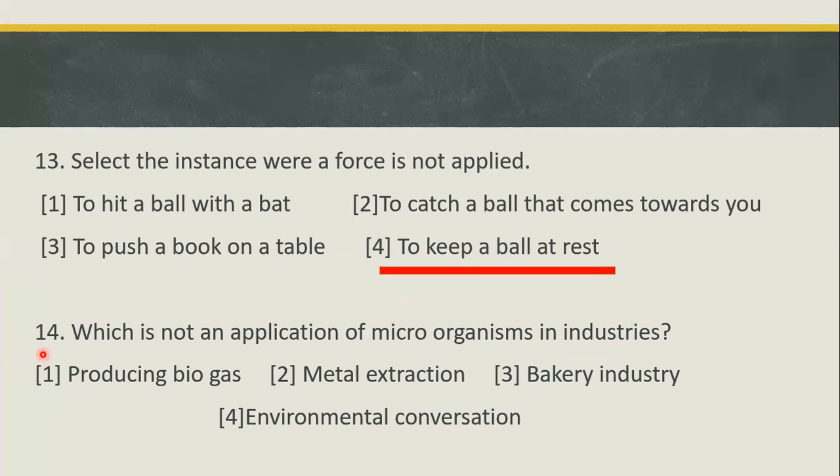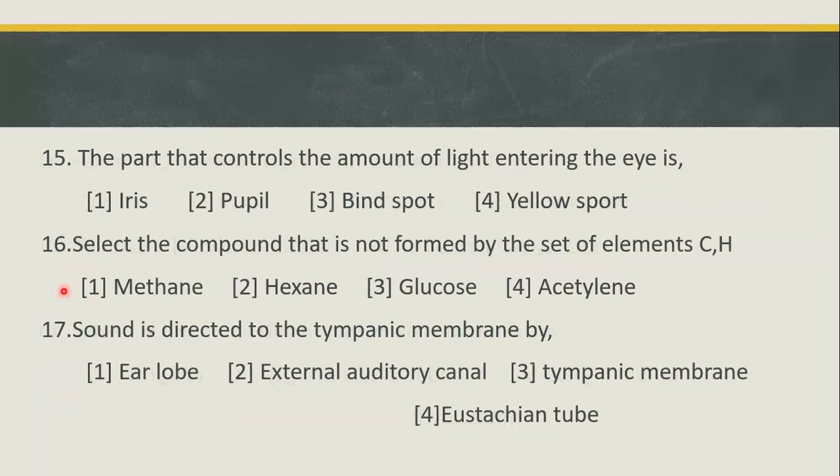Which is not an application of microorganisms in industries: producing biogas, metal extraction, bakery industry, environmental conservation. For the first three answers, microorganisms are used in industry. Environmental conservation is not an industry. So the answer is environmental conservation. The part that controls the amount of light entering the eye.